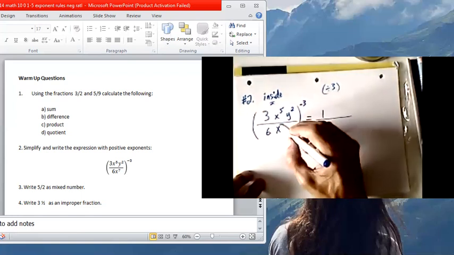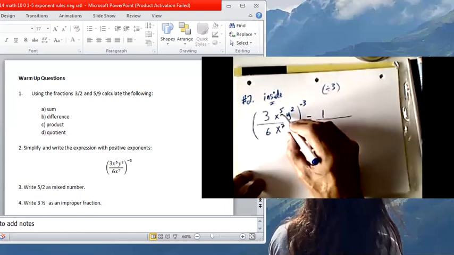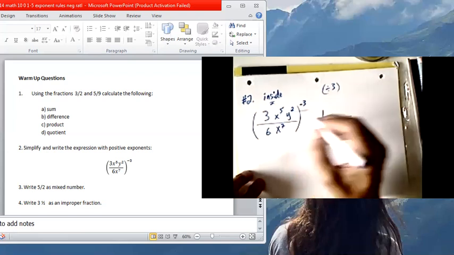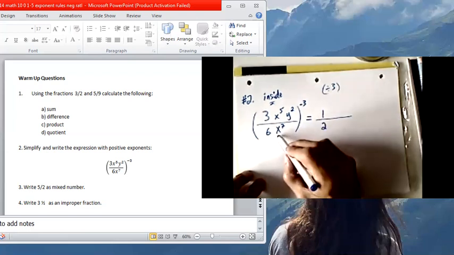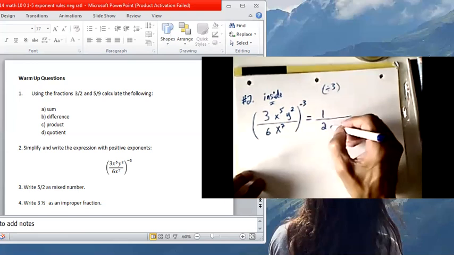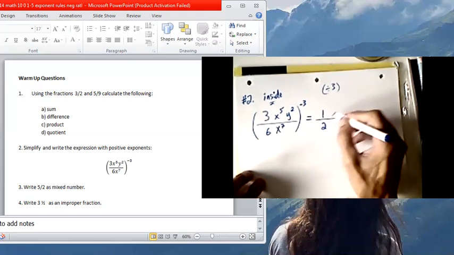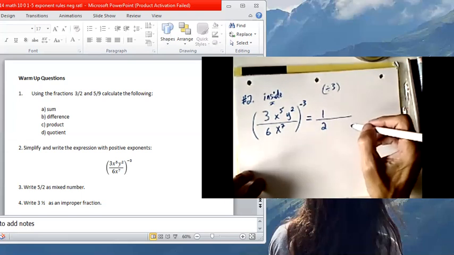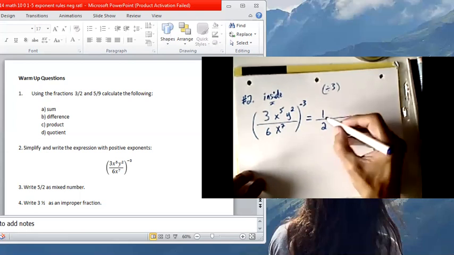Next, we can work on the x's. Now you can remind yourself that x to the 5 means there are 1, 2, 3, 4, 5 x's all multiplied together. X to the 7, try and visualize it without writing it down. There are 1, 2, 3, 4, 5, 6, 7 x's along the bottom. 5 on the top, 7 along the bottom. So you can cancel out 5 of them, and 2 x's are going to be left, namely on the bottom.